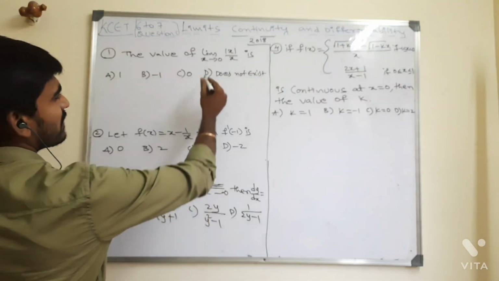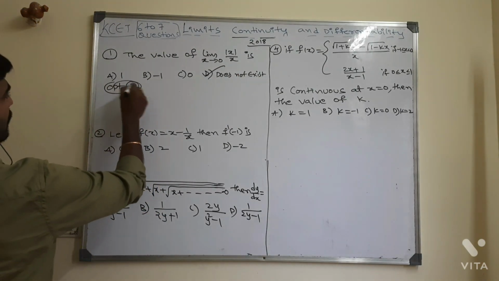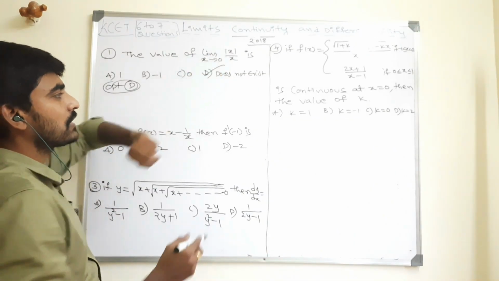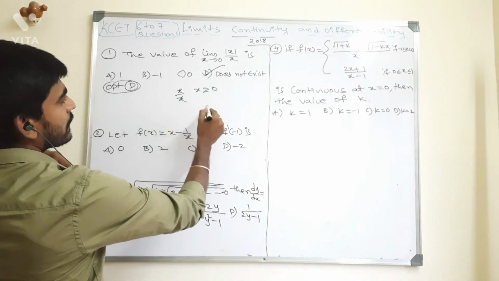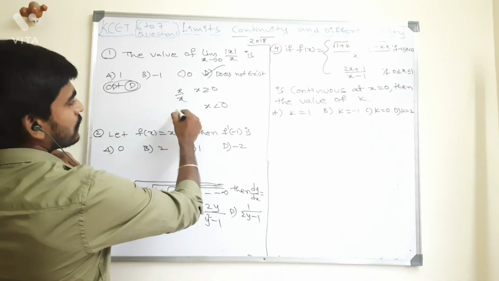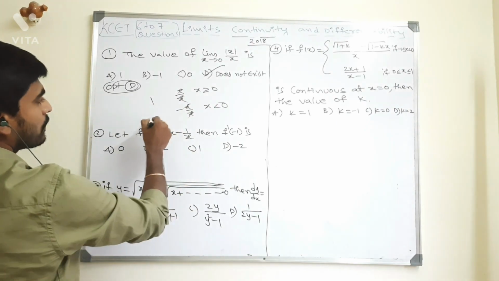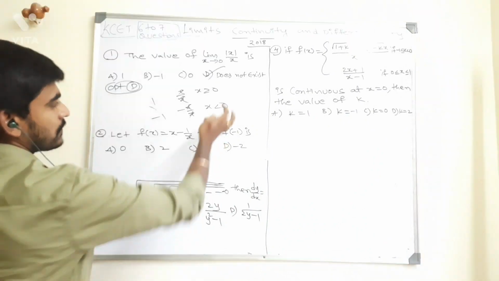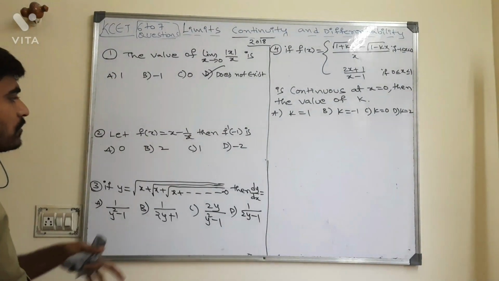Now this is a direct question. Which option is correct? Option D. Don't waste time. Mod x by x. I hope everyone knows the definition of mod x. When x is greater than or equal to 0, it is x by x. When x is less than 0, it is minus x by x. The limit does not exist. No need to think more. 1 and minus 1 are not equal, right? So 100% the limit does not exist. This is a very basic level question.